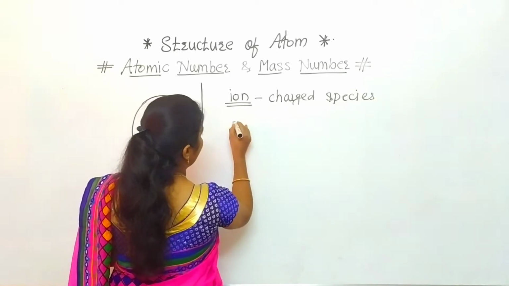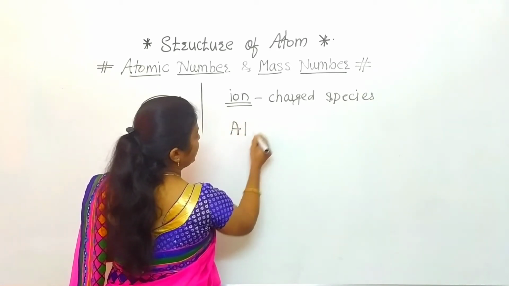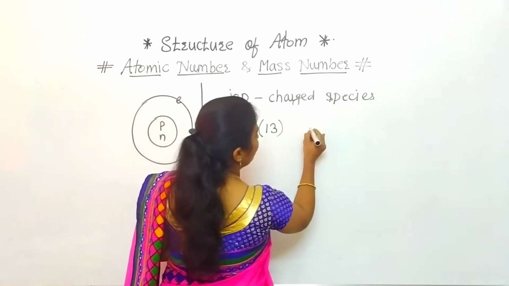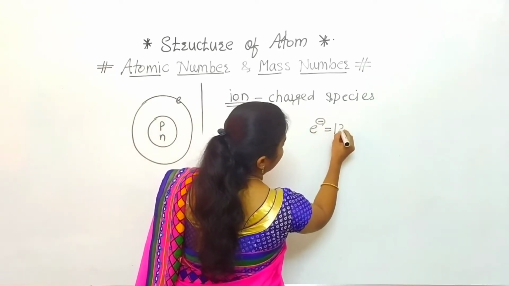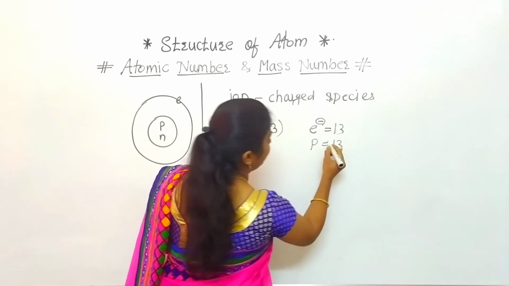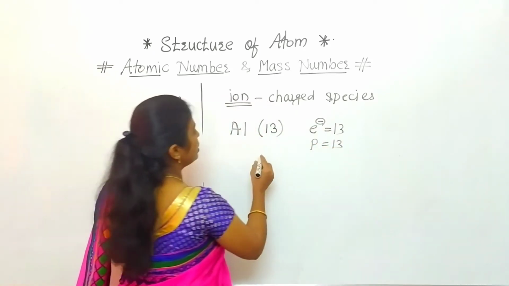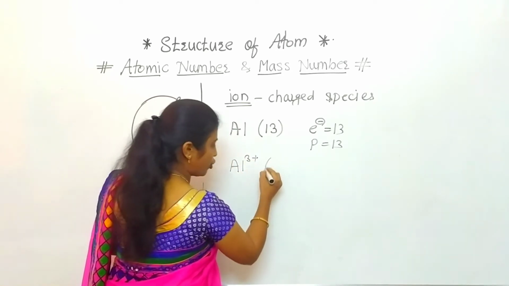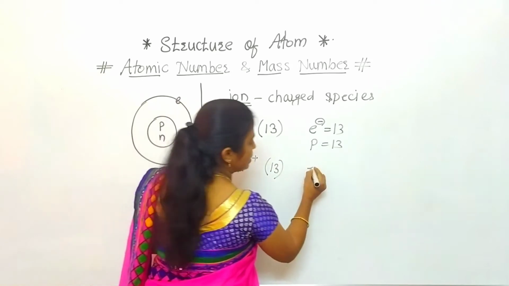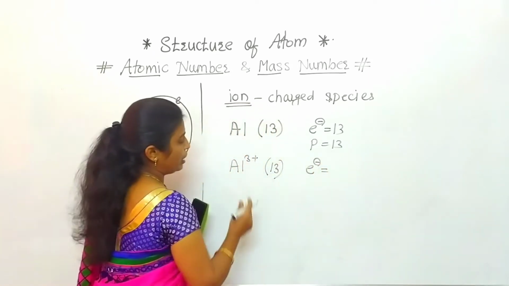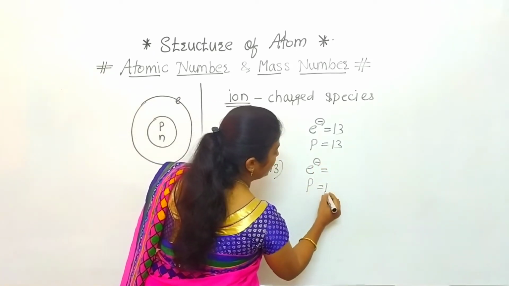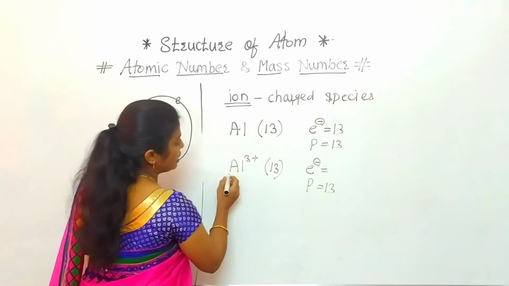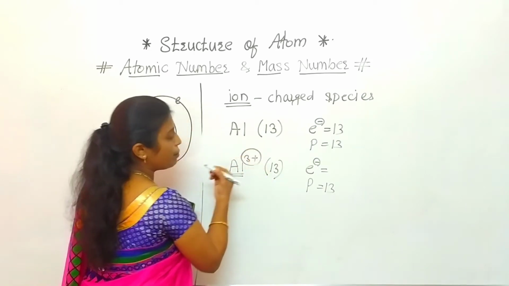For example, if we consider aluminium, its atomic number is 13, which means the number of electrons will be 13 and the number of protons will be 13. Clear? So in this way, if we consider Al3 plus, its atomic number will be the same, its electron number will change, but its number of protons will be the same, that is 13. Why is the electron number changing? Because this is an ion, it carries plus 3 charge.